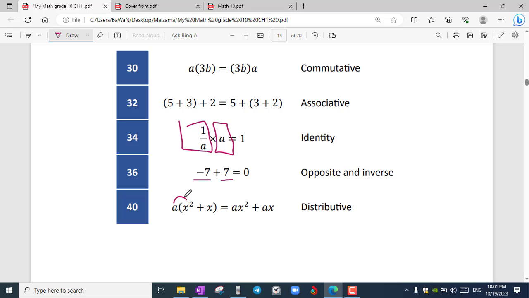And if I multiply this a by inside, it will be ax squared plus ax. This is distributive because the a got distributed equally for the x squared and the x.